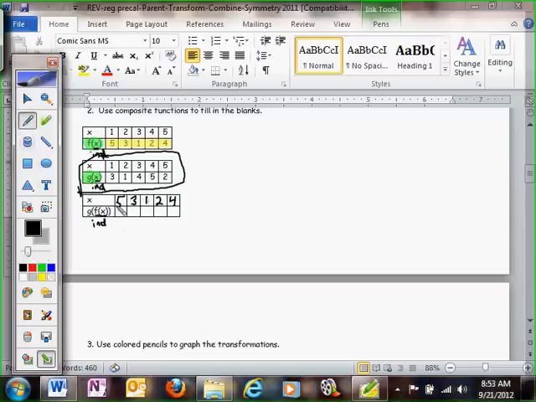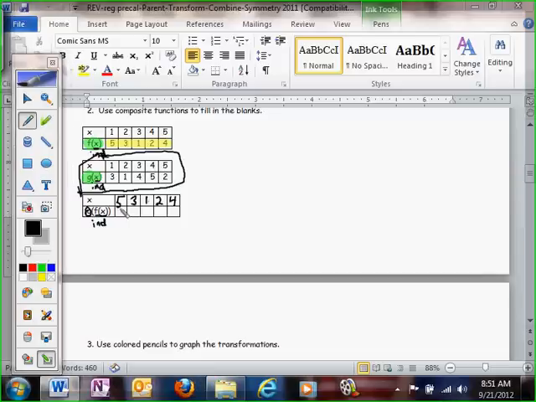So what this is saying is that on the g function, when x is 5, what's y? Well, it's 2. When x is 3, what's y? 4. When x is 1, what's y? 3. When x is 2, and when x is 4, and so on.